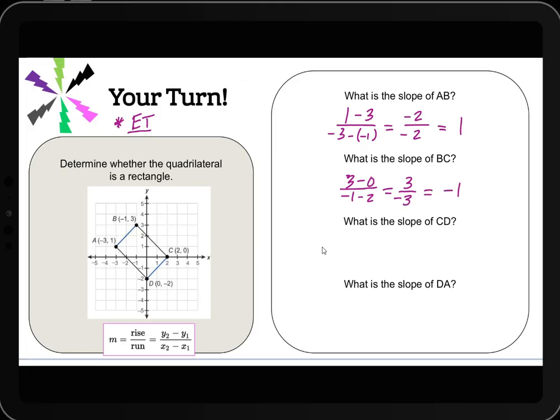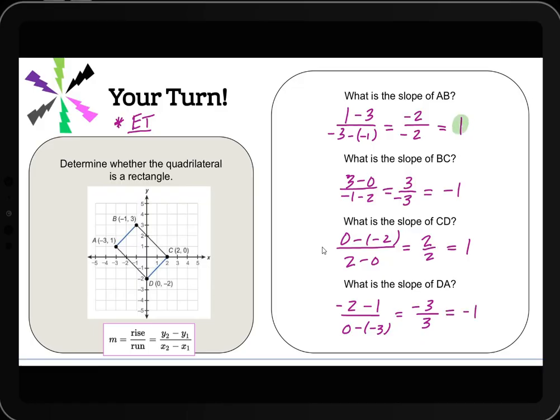For CD, I would have 0 minus negative 2 divided by 2 minus 0. And this is going to get me positive 2 divided by positive 2, which equals, again, a slope of 1. And then lastly, I have negative 2 minus 1 divided by 0 minus negative 3. That's going to equal negative 3 divided by positive 3, which equals negative 1.